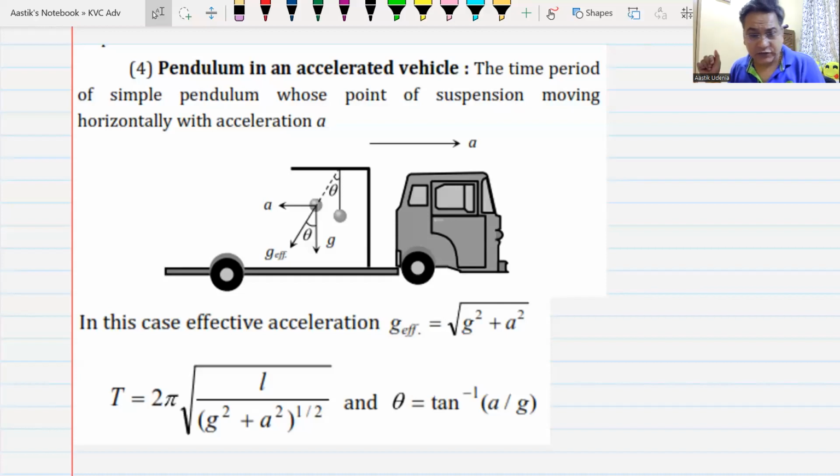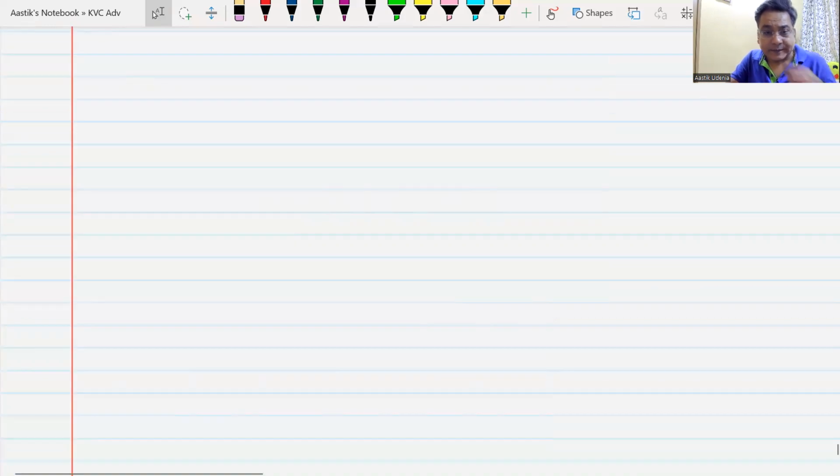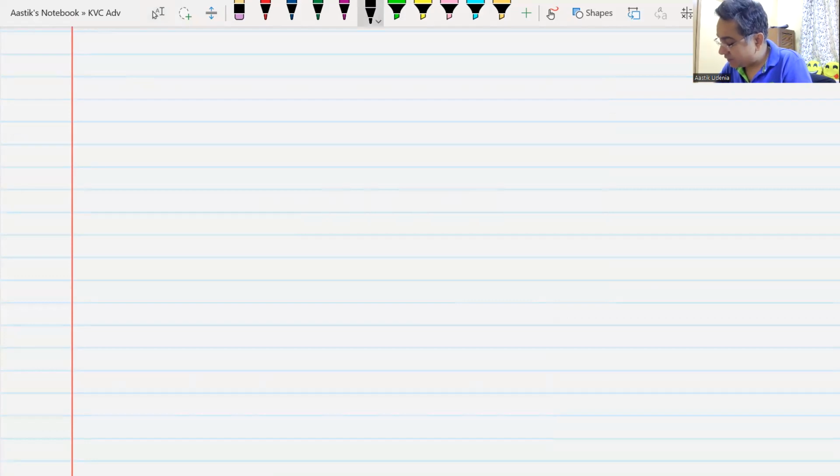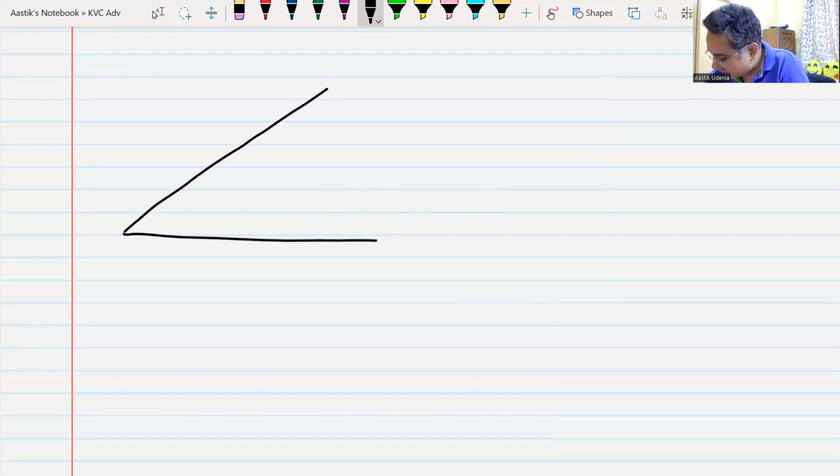So have you noted down the case of an accelerated vehicle on a horizontal road? Okay. Then you have one more case where the pendulum may be kept. If the pendulum is kept in a vehicle or a box which is moving down under gravity on an inclined plane, and I have the pendulum like this.